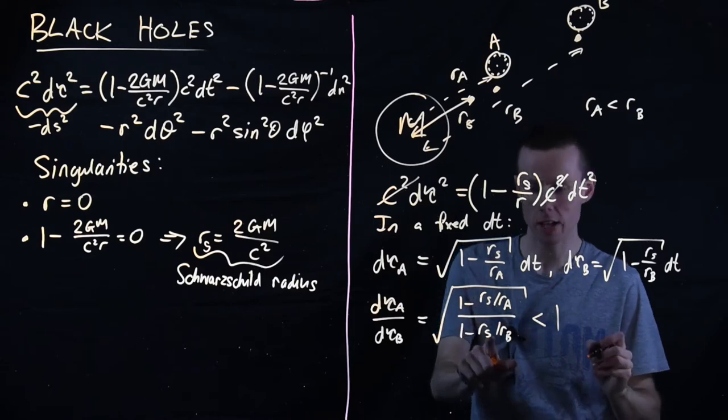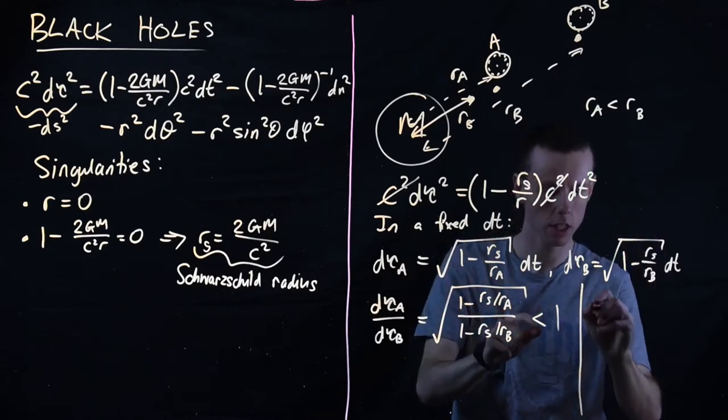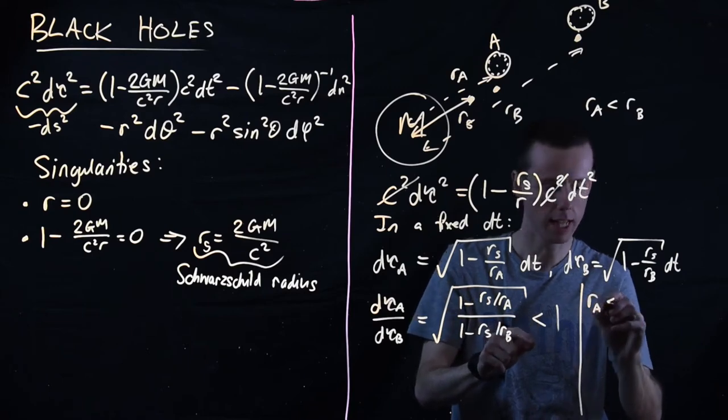Okay, how do I know that? Because I know that RA is less than RB. So just as an aside here, we have RA less than RB.